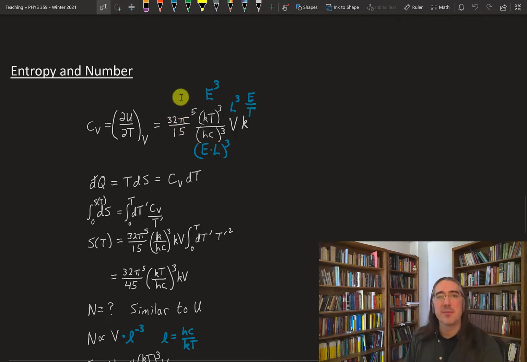Okay, so that's our heat capacity for a thermal gas of photons. And again, I have now specialized to photons. The g is gone. I replaced it with a 2. That's how we got here.